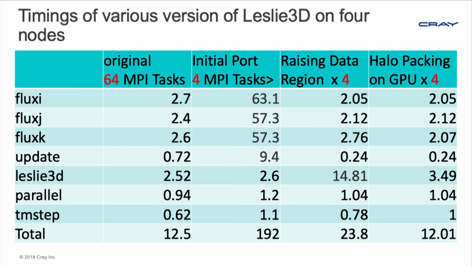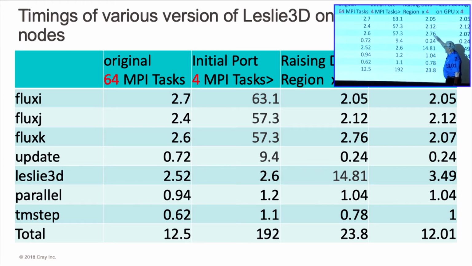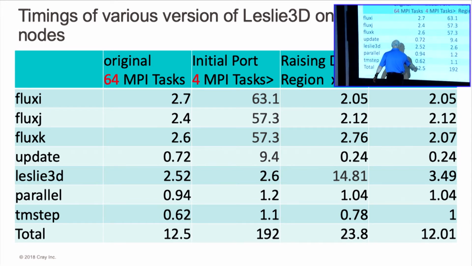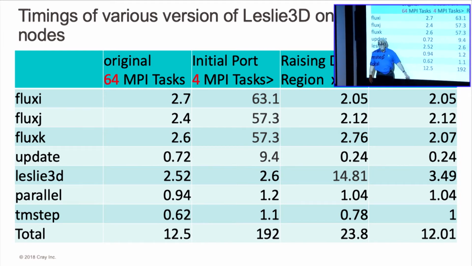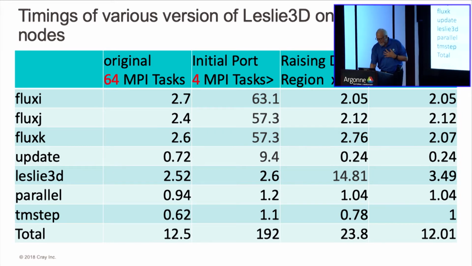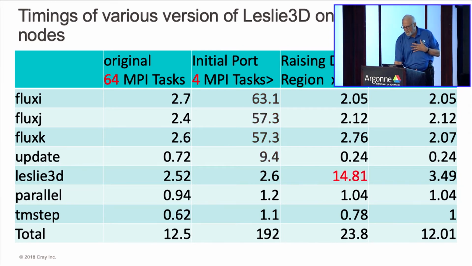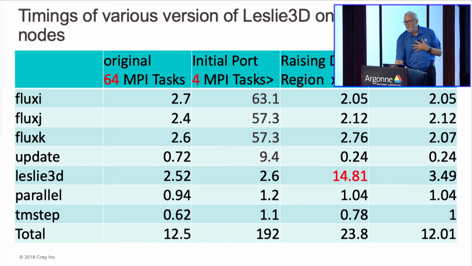Sorry. And now this is when I raised up the data region to the main program, outside the time step loop. And this is where all the halo exchanges are. And then this is with halo packing on the GPU. So we barely beat this. And the reason is because I haven't done anything on optimizing the kernels. But that is the easy part.